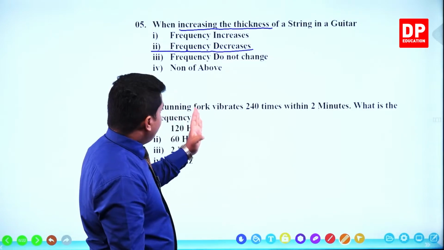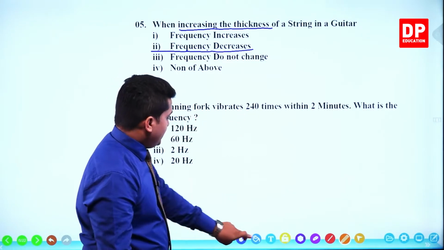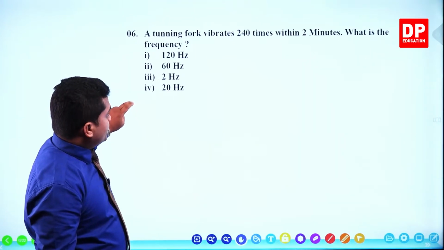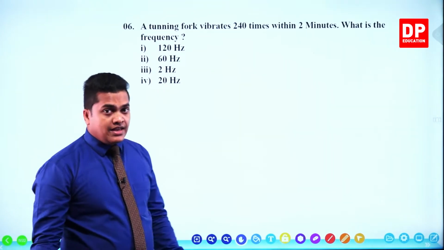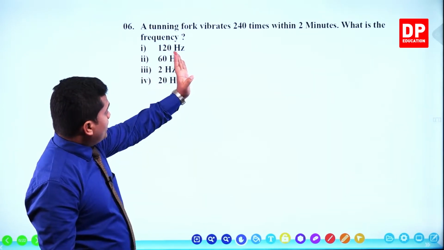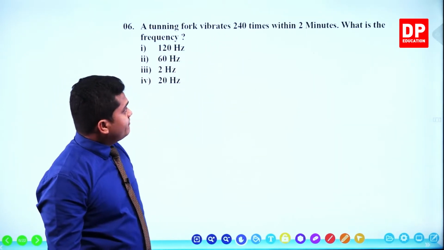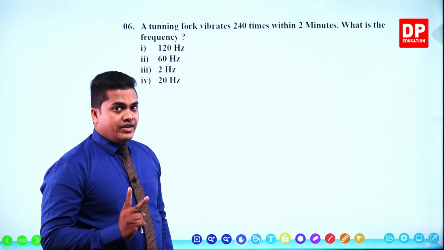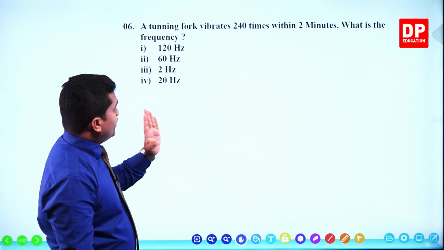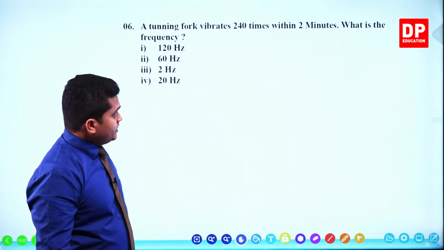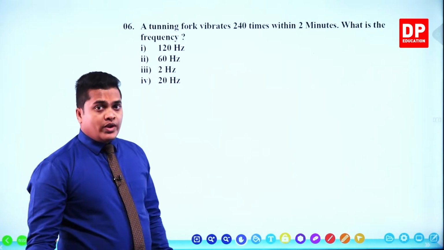A tuning fork vibrates. I'll take this up somewhat because in this question we have to do some calculation. So a tuning fork vibrates 240 times within 2 minutes. Within 2 minutes, this tuning fork is going to vibrate 240 times. So the question is, what is the frequency?